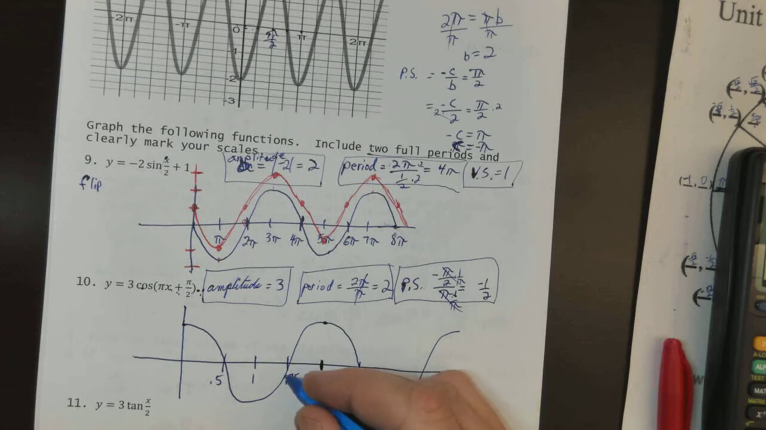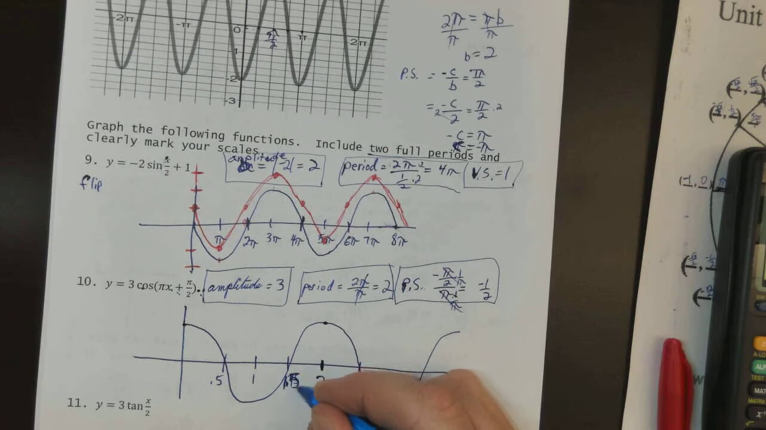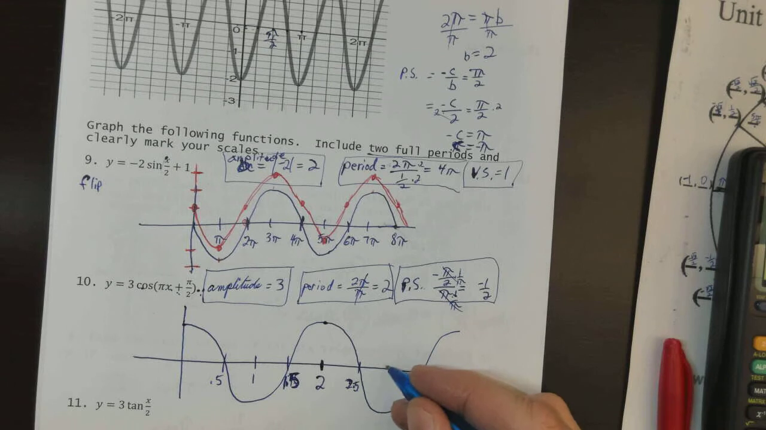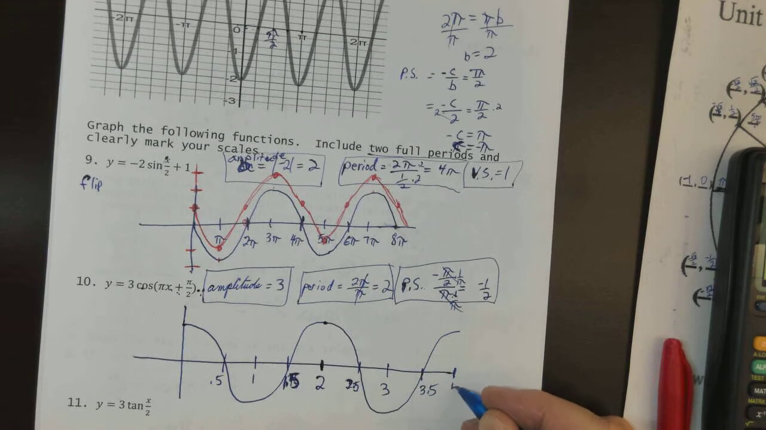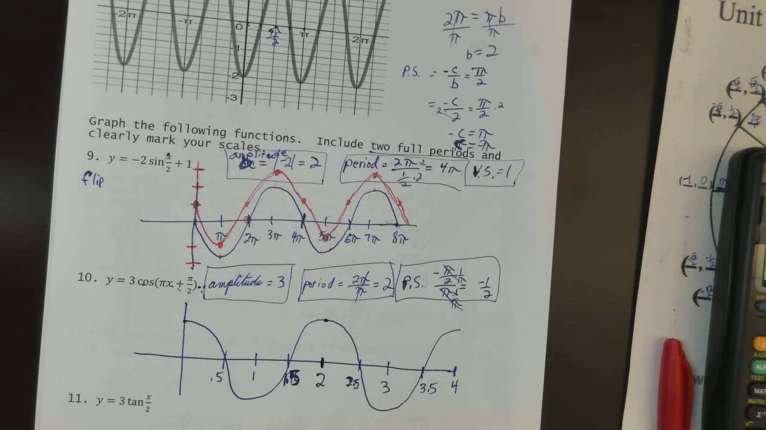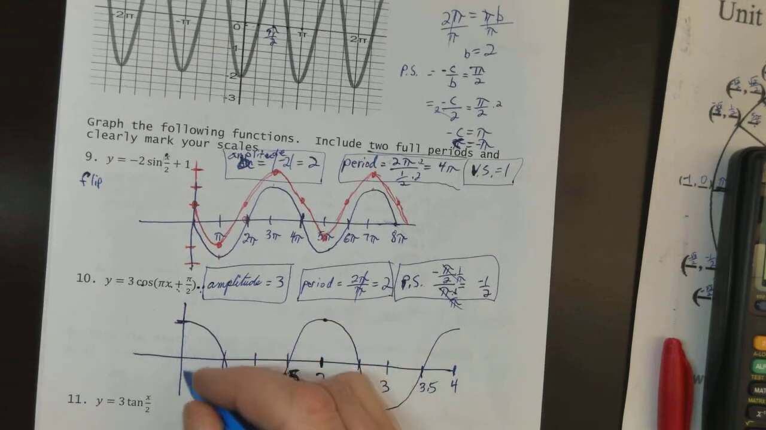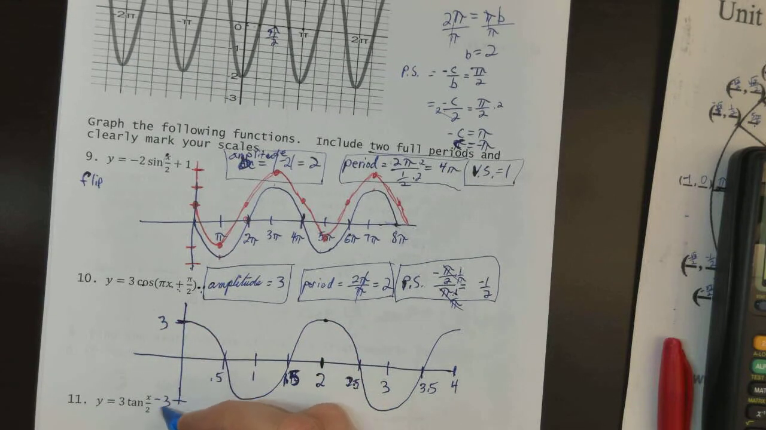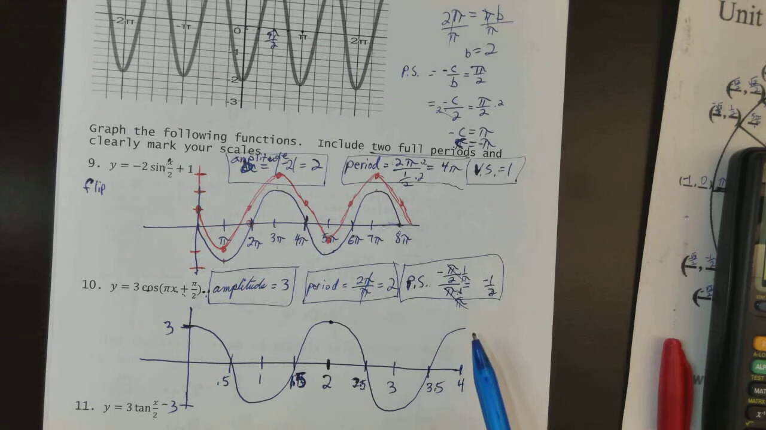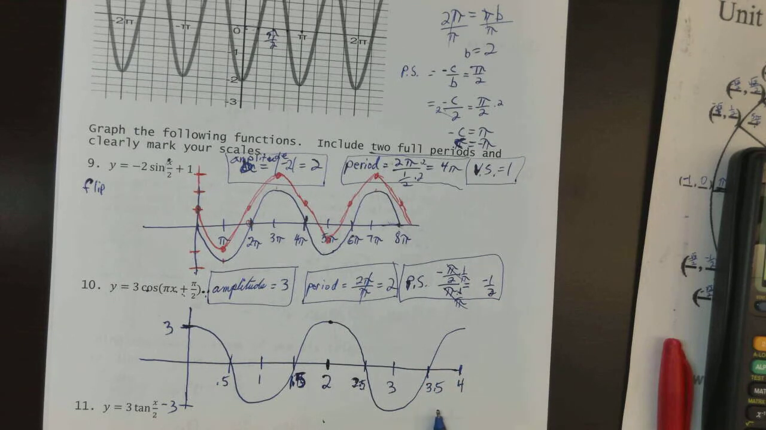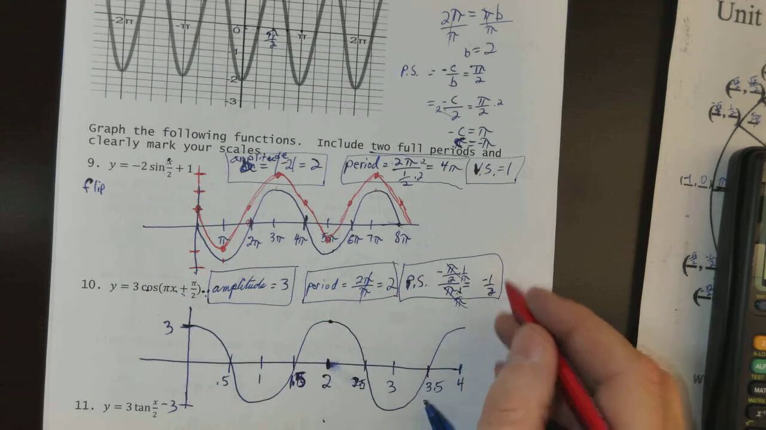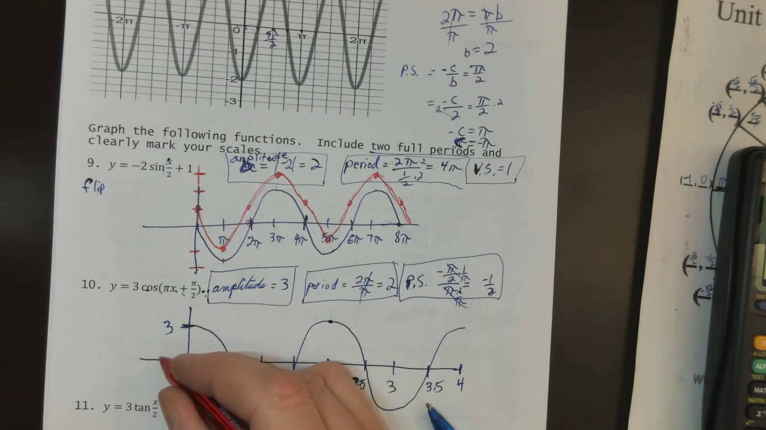Oh, no. This is 1.5. Slow down. Got it. 1.5. This is 2.5, 3, 3.5, and 4. All right. Let's label this at 3. And label this one here at negative 3. And then we've got to shift this thing half a unit. Every point I'm shifting half a unit, because of the phase shift, and I'm shifting it to the left.